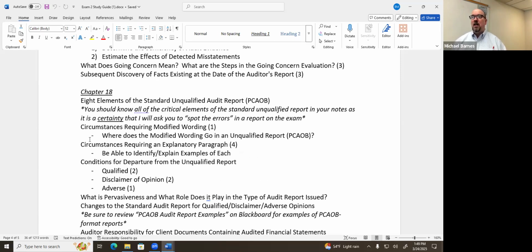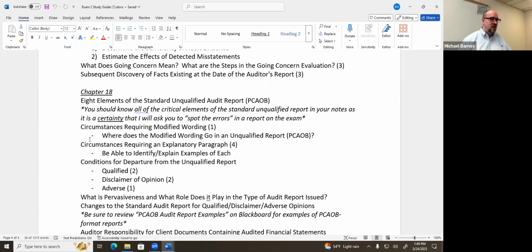My expectation about your knowledge of this is going to be much more in depth than just knowing the 8 elements. My expectation is that you have a really good understanding of the standard unqualified reports. You don't have to memorize it word for word, but you do need to know it very well, what the contents are, what the sections are. I'm going to go into a little bit more detail and depth on that here in just a second.